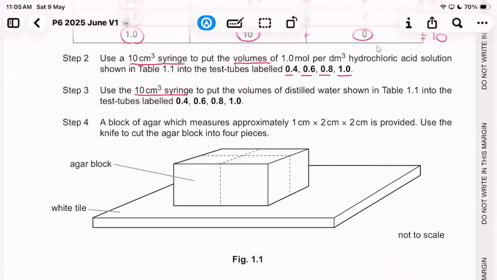A block of agar which measures approximately 1 centimeter times 2 centimeters times 2 centimeters is provided. We have here a problem. When they said "approximately," it's a source of error because they didn't give us the exact value. Use the knife. So we have here a hazard, to cut the agar block into 4 pieces.